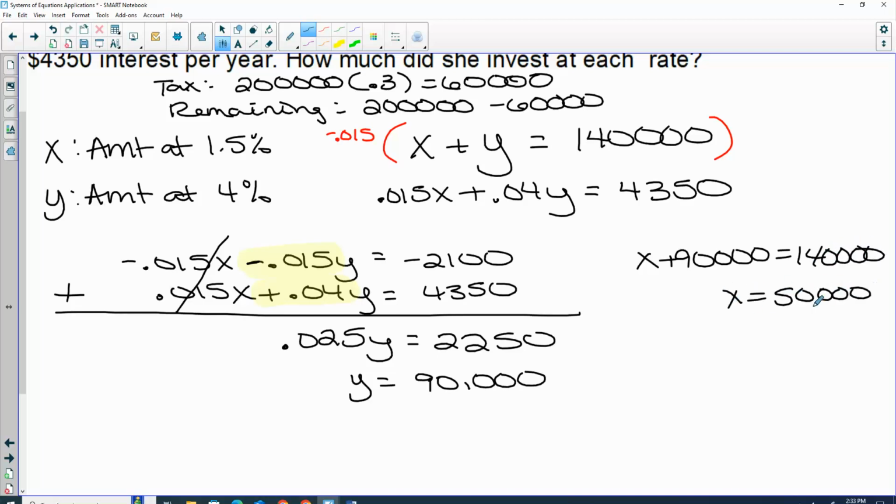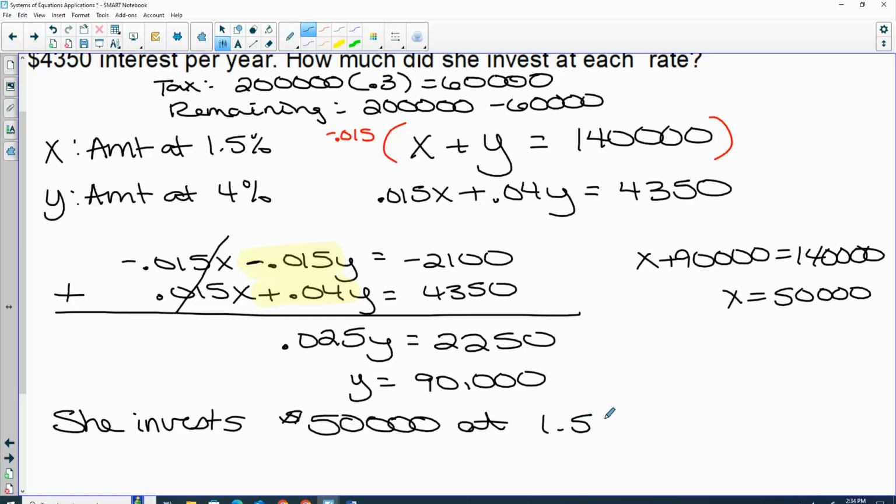So x is 50,000. So she invests 50,000 at 1.5% and 90,000 at 4%. Questions on that one?